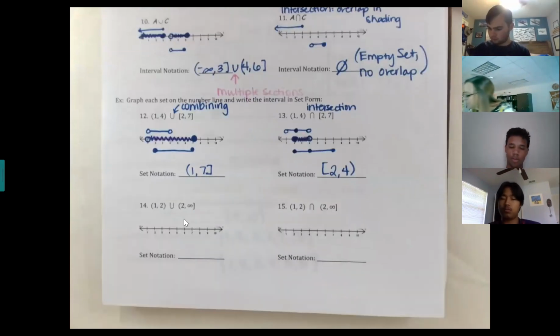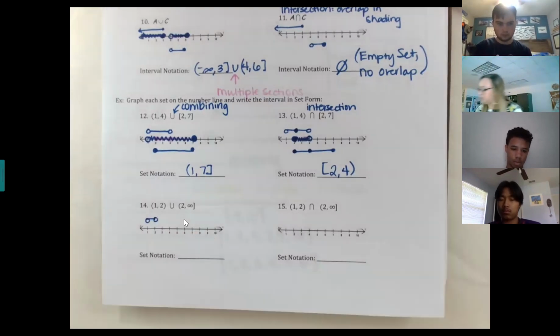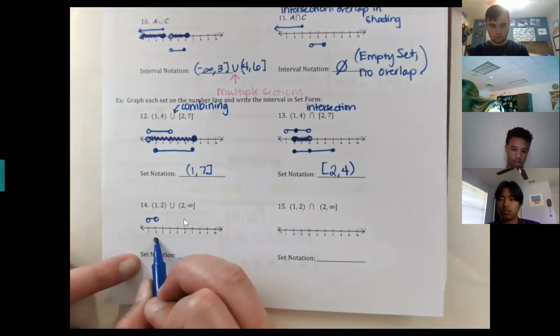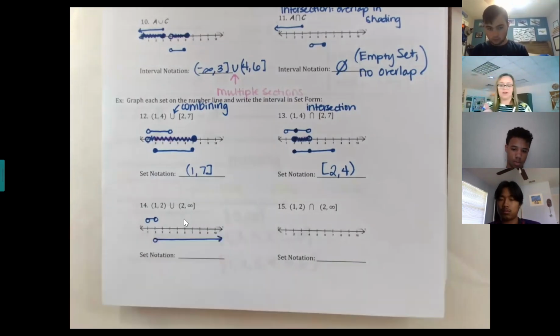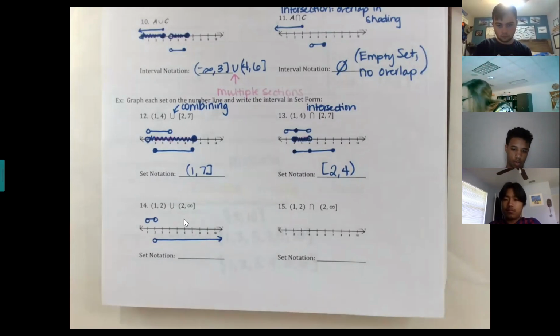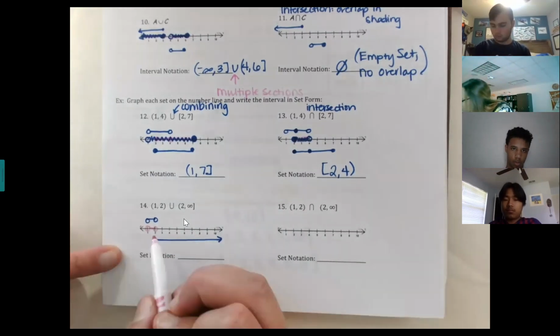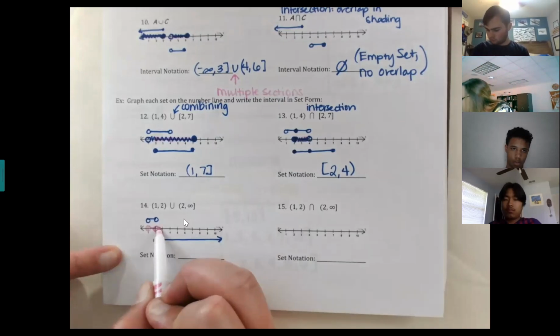So 1 to 2 is right here, nice and short. And then 2 to infinity would be here to the end of the number line, okay, just like we did yesterday. Remember that for a union, whatever is shaded on top, I put it on the number line. Whatever is shaded on bottom, I put it on the number line. So basically what I end up having is my 1 to 2 section, and then my 2 to infinity section.